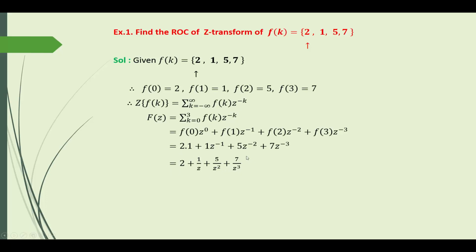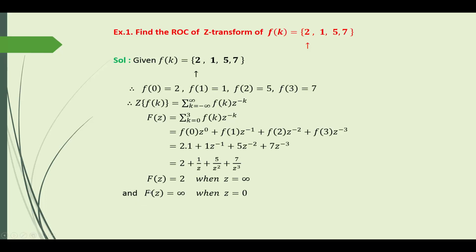Now check whether the value of F of z is finite. When z equal to infinity, 1 upon infinity is 0, so this is 0, this is 0, means F of z equal to 2 only. When z is infinity, F of z is 2. And when z equal to 0, 1 upon 0 is infinity, so F of z is infinity.